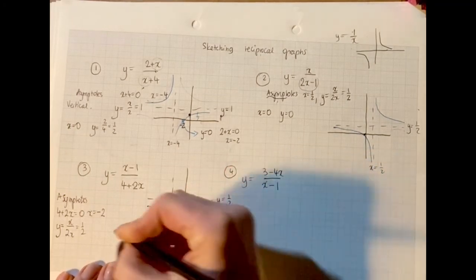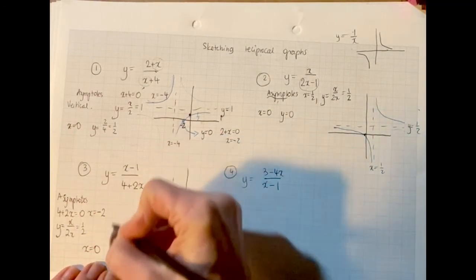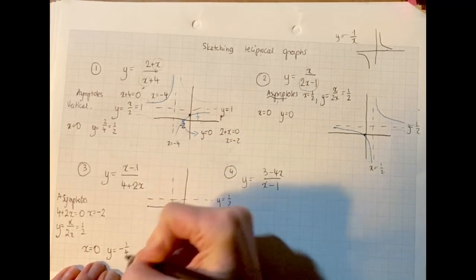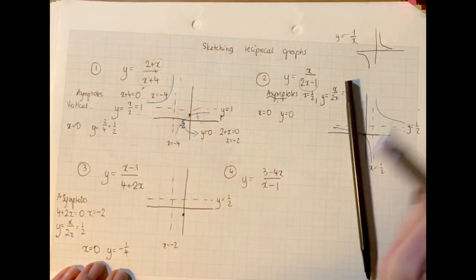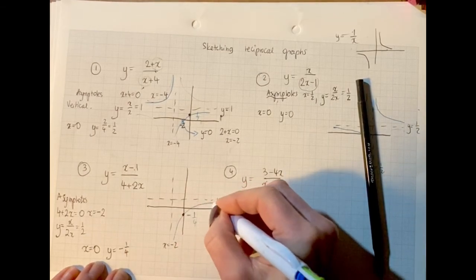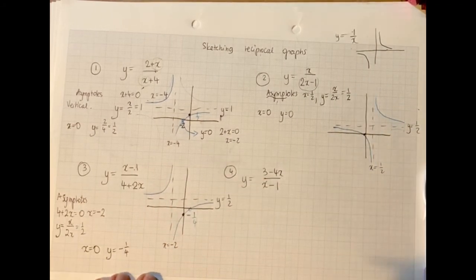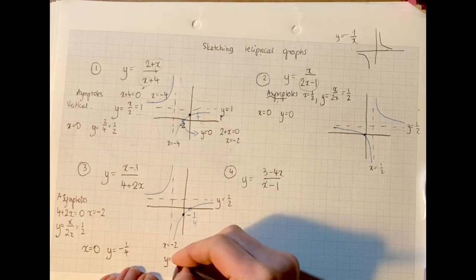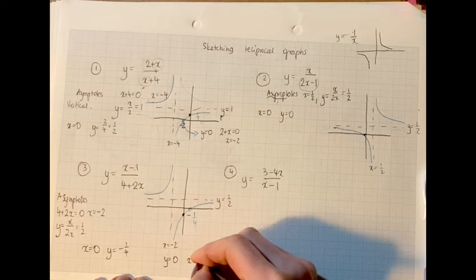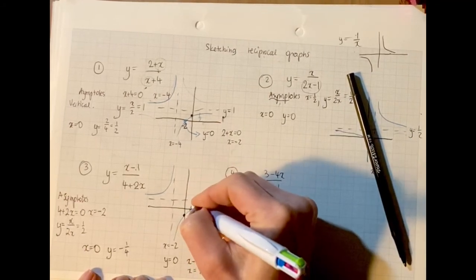Now find the intersections with the y-axis, so make x equal to 0. So you will have y is equal to minus 1 over 4. So it's going to go there. So clearly we're looking for that point of intersection with the x-axis, so make y equal to 0. That will happen when the numerator is equal to 0, so x minus 1 is 0, so x is equal to 1. Job done.